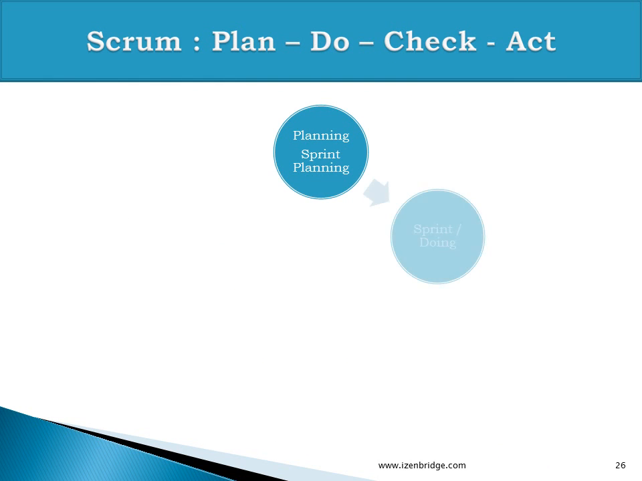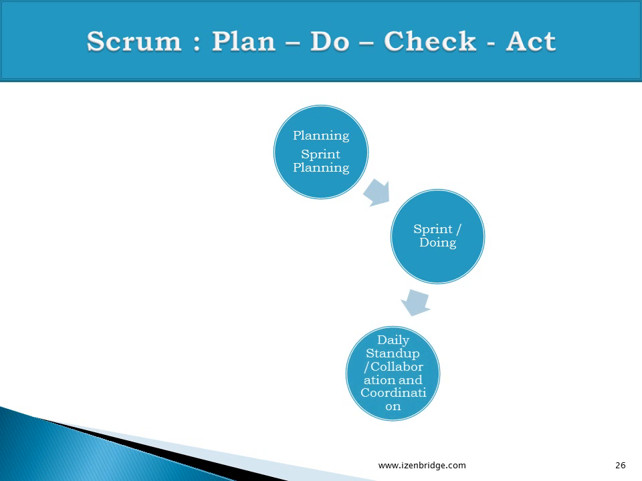If you look in a dimension of plan, do, check, act, we start with the sprint planning. Sprint planning is a planning activity. Then we do the doing, so we sprint for 30 days, or for the sprint duration. During those 30 days, every day we conduct a daily stand-up, which is a collaboration and coordination event that helps us in doing our things better. So sprinting and daily stand-up are part of doing.